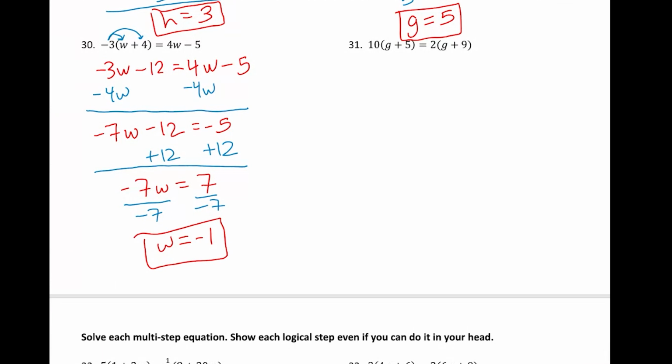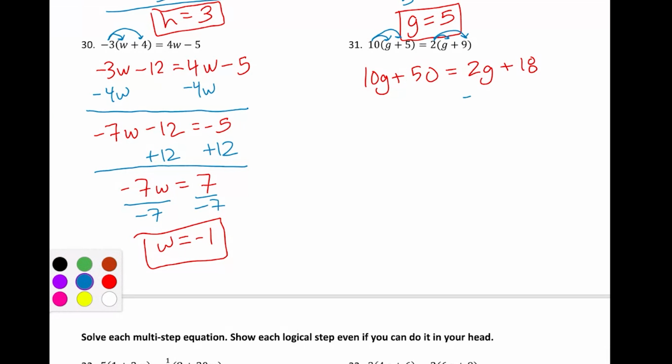Over on 31, we'll distribute that 10. And we actually need to do a little distributive property over here on the right-hand side, too. Might as well knock them both out at once. 10g plus 50 equals 2g plus 18. Then I'm going to subtract 2g from both sides. That gives me 8g plus 50 equals 18.